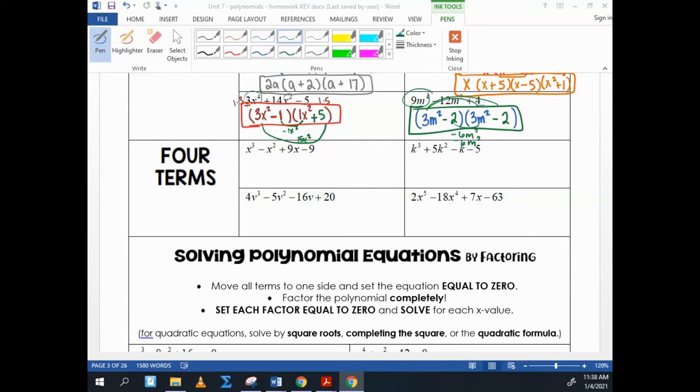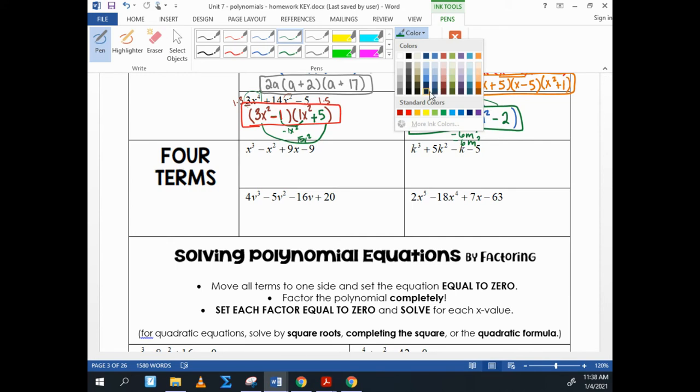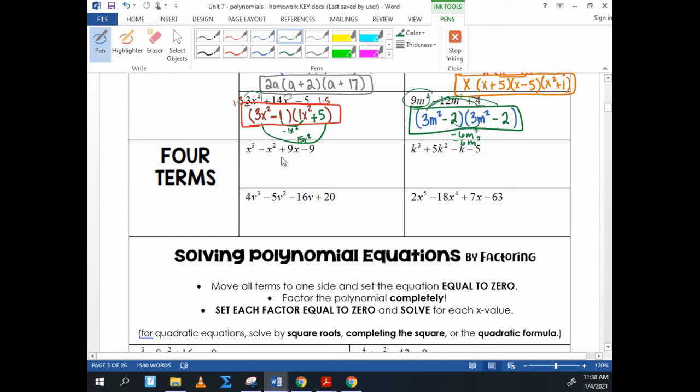All right, we're on to now 4 terms. Okay, again, remember our terms are separated by an addition sign or a subtraction sign. So we've got 1 term, 2 terms, 3 terms, 4 terms. Now, I think these are probably one of the easiest polynomials to factor. So when we factor using 4 terms, we do it by the method we call factor by grouping.